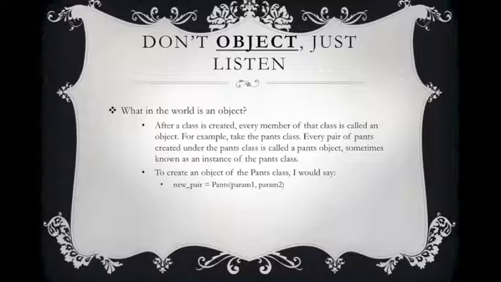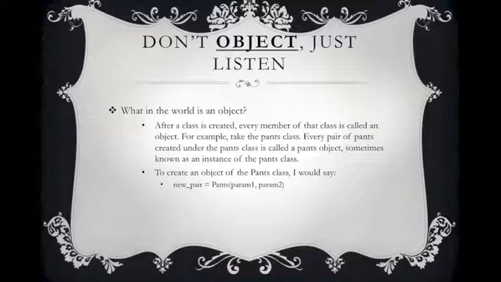So what's an object? After a class is created, each member that is created under that class is called an object. So if I went to the store and bought a pair of pants, this pair of pants would be a member of the pants class. And that pair of pants would be an object. And this object is sometimes known as an instance of the pants class, or an instance of a given class.